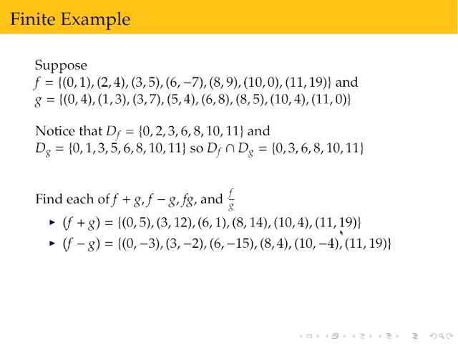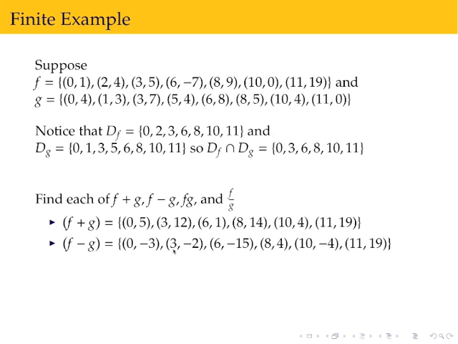f minus g works very similarly. I find the y coordinates and I subtract them. Now, since order does matter in subtraction, you want to be careful about the way that you're subtracting. Since this is f minus g, you're going to do f of x minus g of x. It would be possible to do g minus f, but that would be a different function. So when I look here, when my x coordinate is 0, I'll take 1 minus 4. That gives me negative 3.